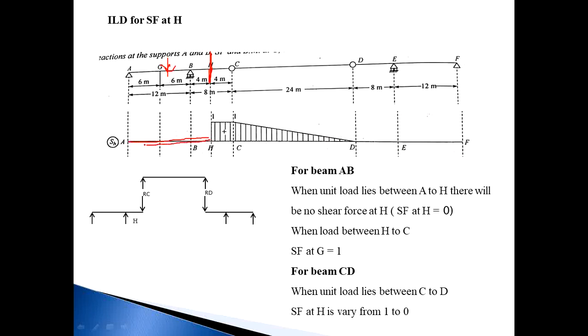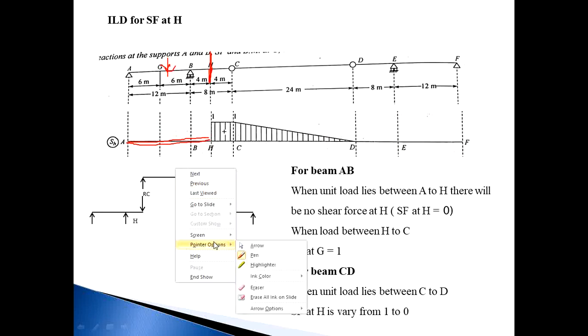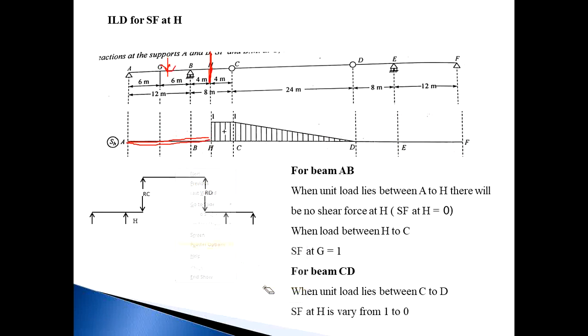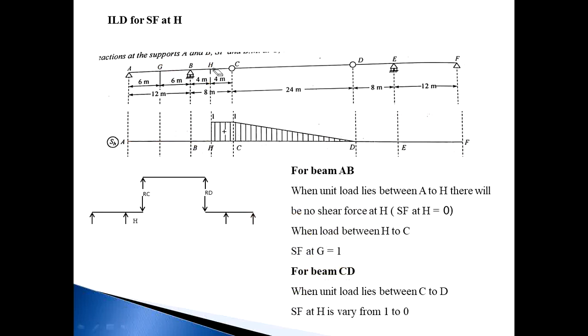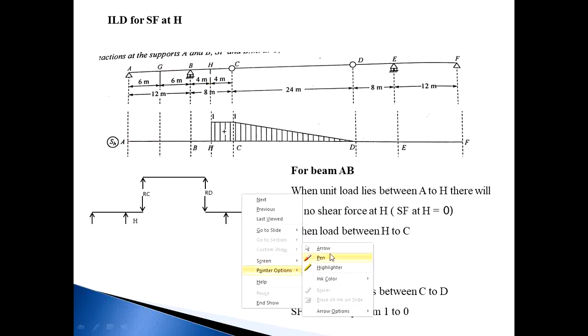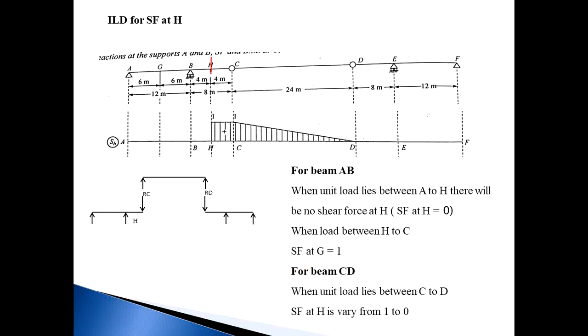Means when the load lies between A to H, there is no reaction or shear force at point H. This is the first concept. The next: when the load crosses point H and lies between H to C.